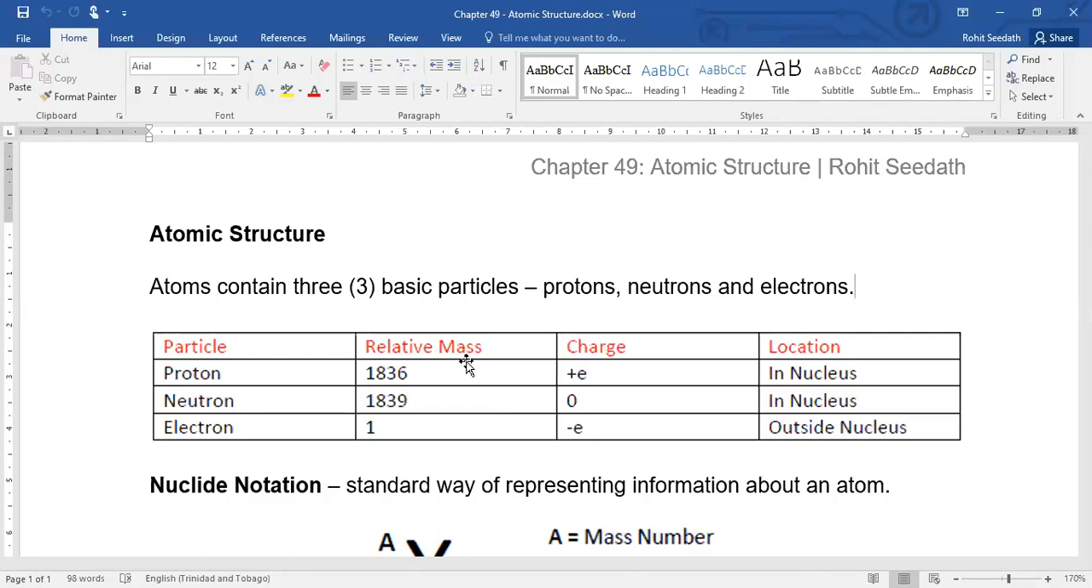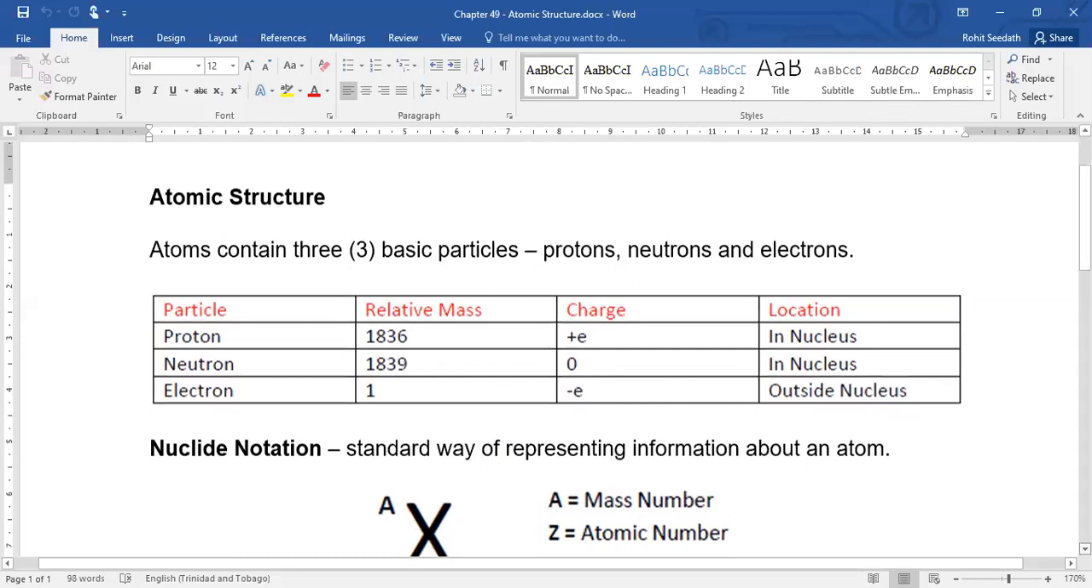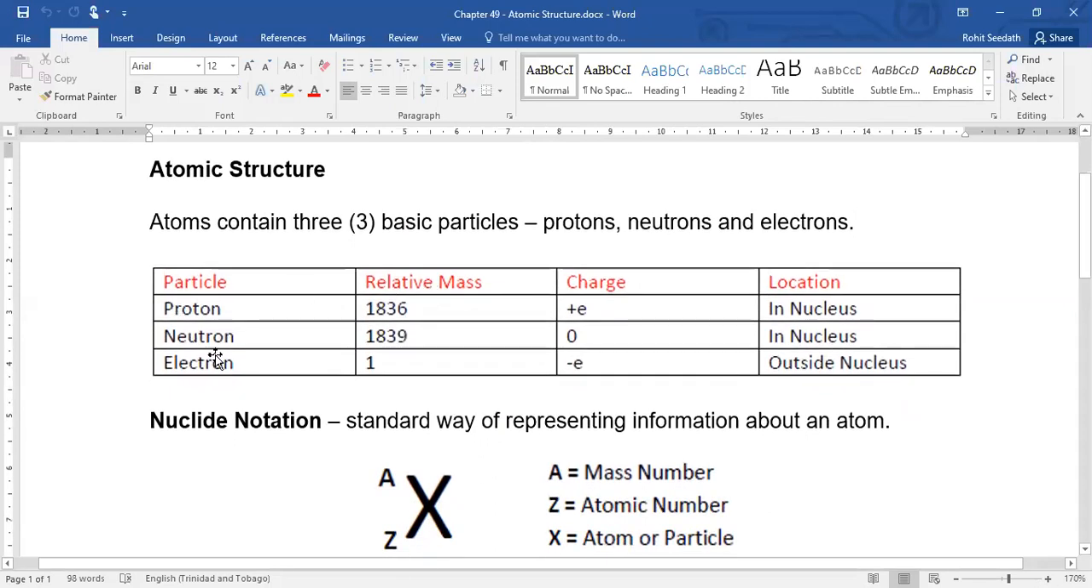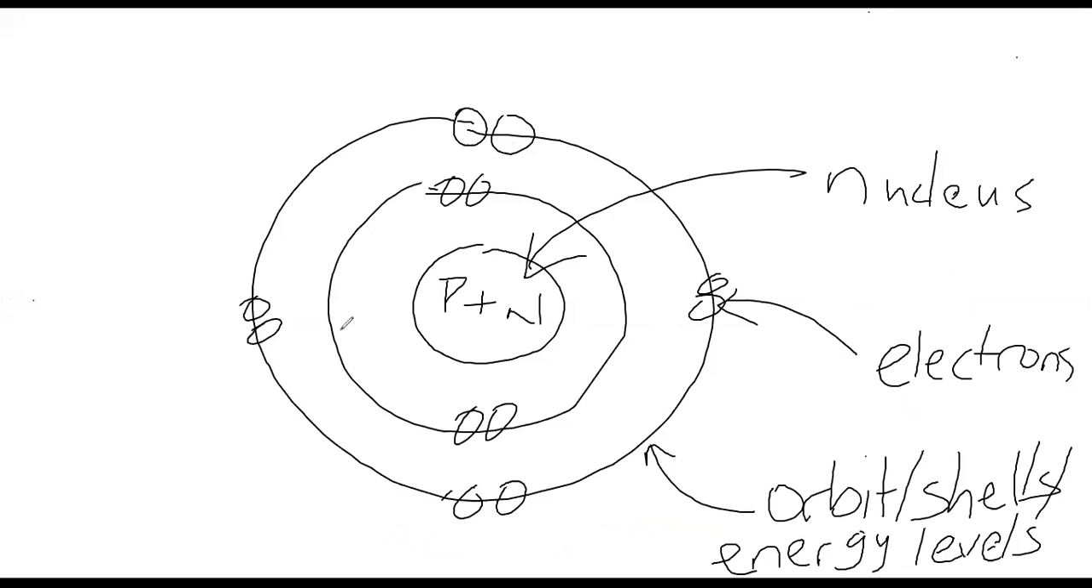So each of these has a mass. Pay attention to that, because the mass will tell you the amount of the overall body. Good. The protons and neutrons are located in the nucleus, as shown in the picture here, and your electrons are in the orbital shells around the nucleus. Good.